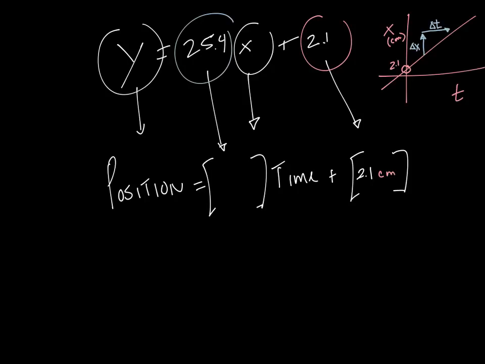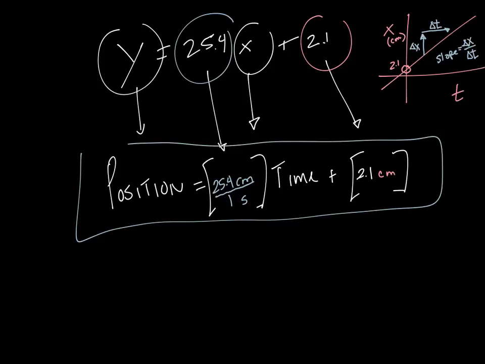So any slope is my change in the vertical, which in this case is position, divided by my change in time, okay? So in this case I have 25.4. Now my vertical is measured in centimeters. So that's 25.4 centimeters divided by 1 second, okay? So now I have the correct format. This is what I'm looking for, okay?